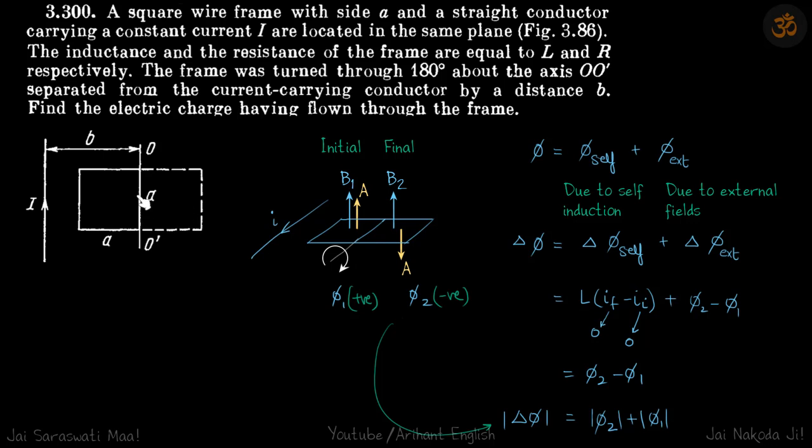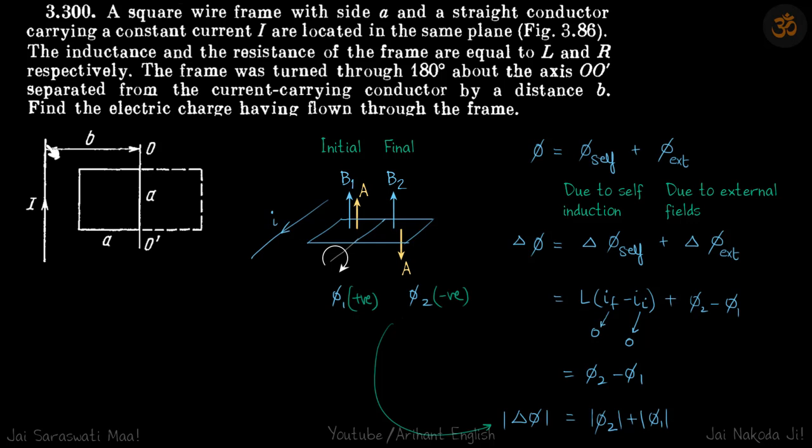And we know that change in flux divided by resistance of the loop is the charge flown through the loop. So let us calculate what is the change in flux, and resistance is already given. So we'll divide that flux by resistance to get our answer. Now let us look at this diagram from the top. So it will look like this.